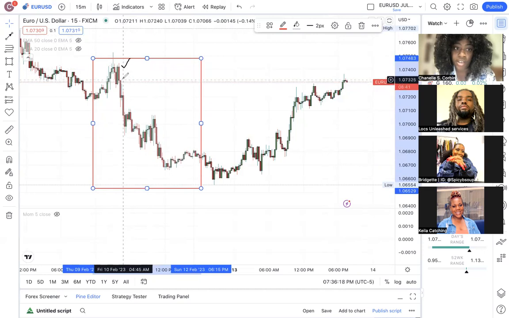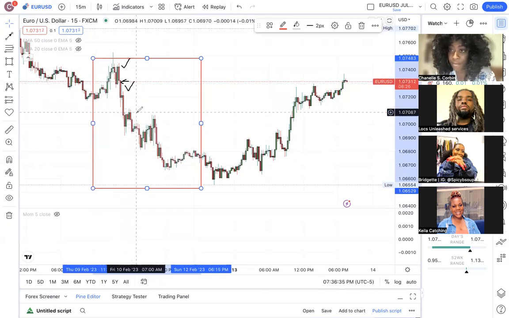Then we see that the market dropped and it created a lower high, right? It's still higher than the lowest point, but it's lower than the previous high. Then the market drops, right? And it creates a lower high, right? And then this continues to happen. And that's how we are going to distinguish that this is a true downtrend, right?